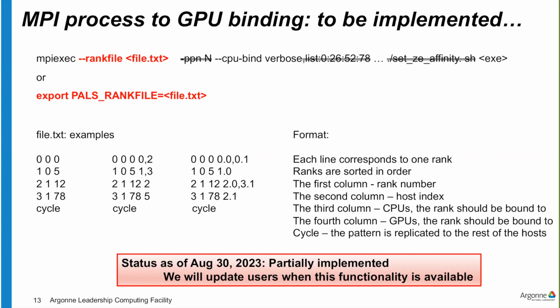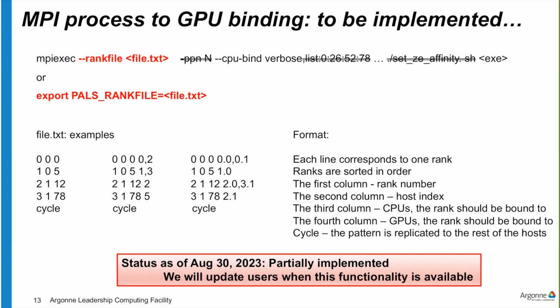This is for a reference. It is not yet implemented, but we are working on that. We are working on the option to mpiexec to use a rank file option, which is an option which allows you to create a file in a text form and make MPI binding of both cores and GPUs at the same time.